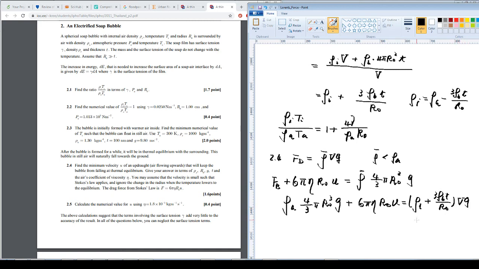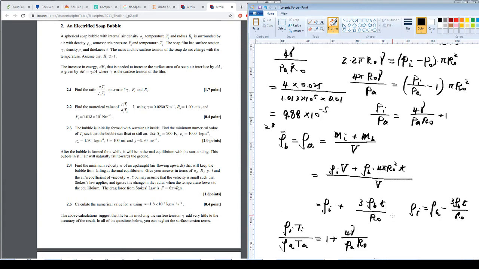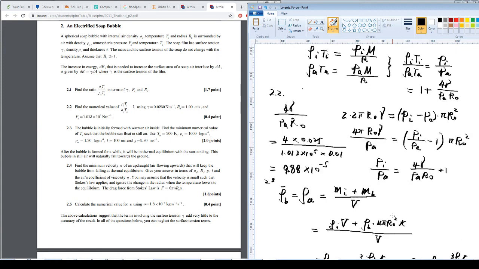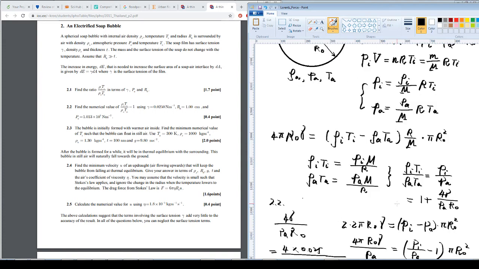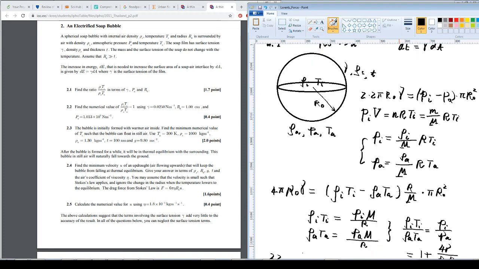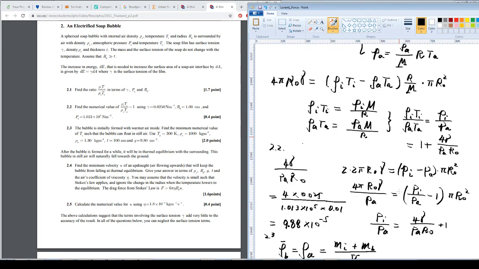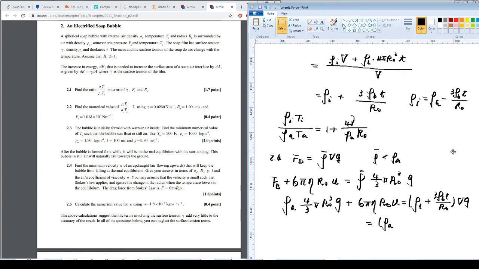times Vg. But we recognize at thermal equilibrium rho I will be rho A, or should that be the case? No, that's not the case because there is surface tension still, which has to support the difference in pressures. So the density will actually be slightly bigger. From that first relationship, we see it's slightly bigger. It's like 10 to the negative fifth times bigger.